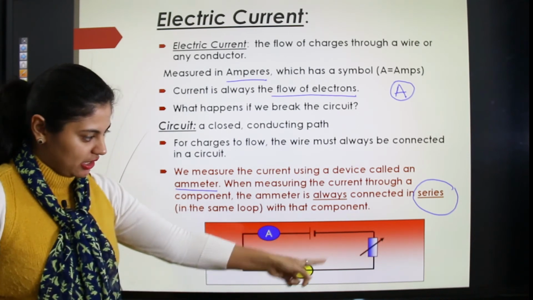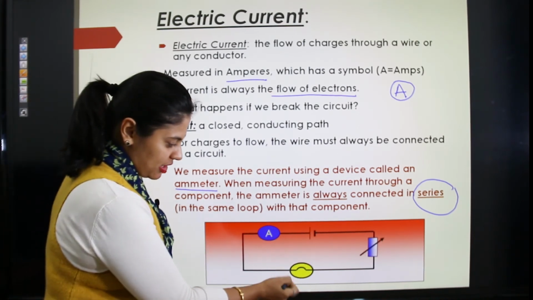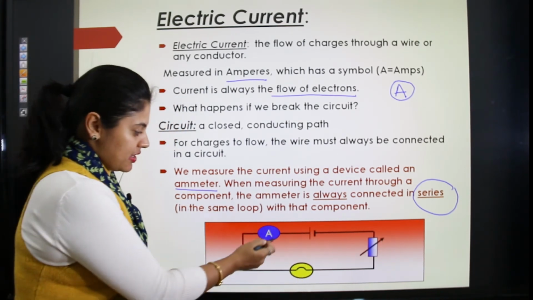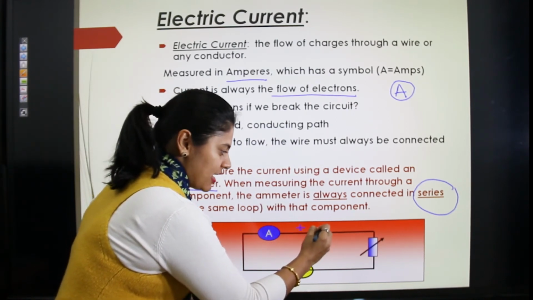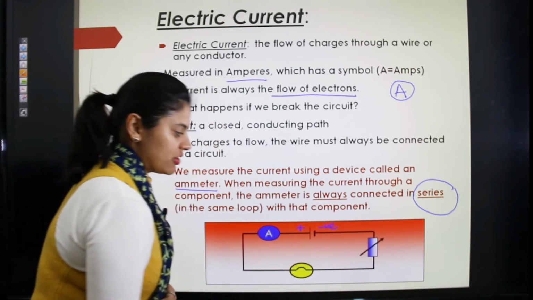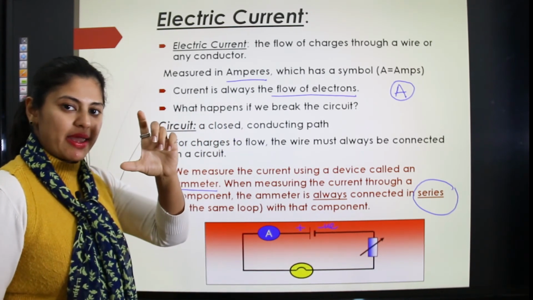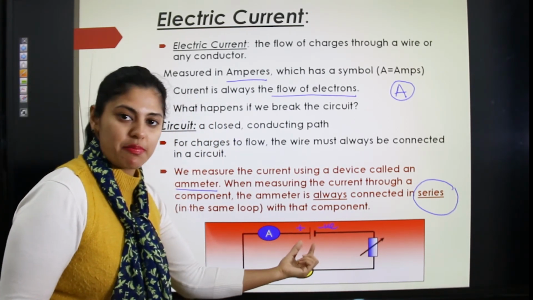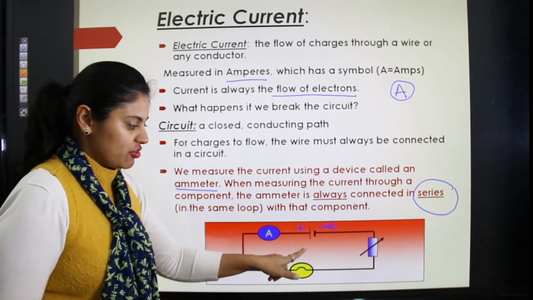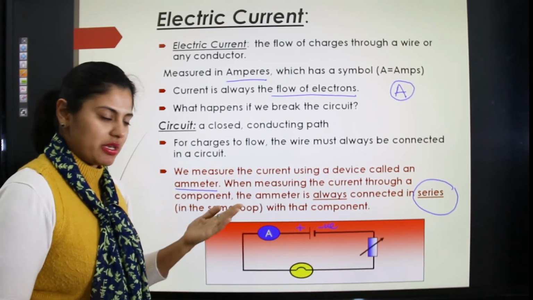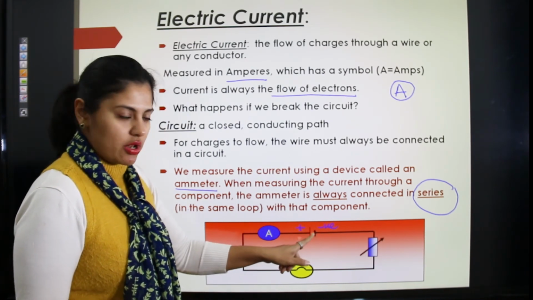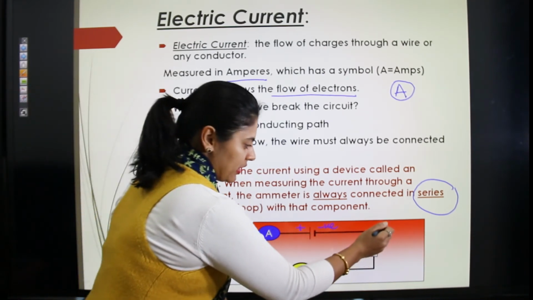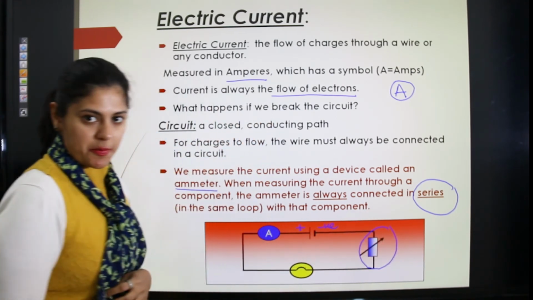So you can see here the picture I have made, that's the kind of filament or the bulb. This is an ammeter connected. This is the positive terminal of the battery and this is the negative terminal of the battery. The terminal which seems bigger in the battery symbol is the positive terminal, and the terminal which is negative is always the small terminal. And this is a variable resistor in here. Okay.